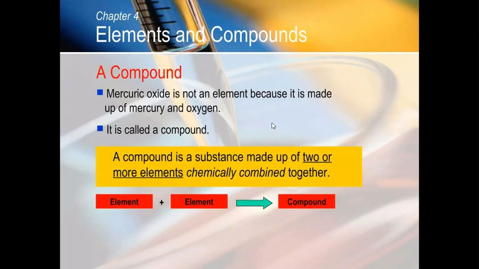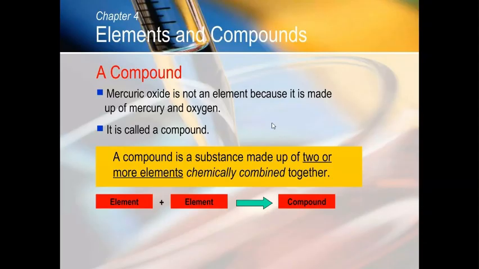So now let's move on to what is a compound. A compound is a substance made up of two or more elements chemically combined together. So when you have two or more elements combined, that's what we call a compound.